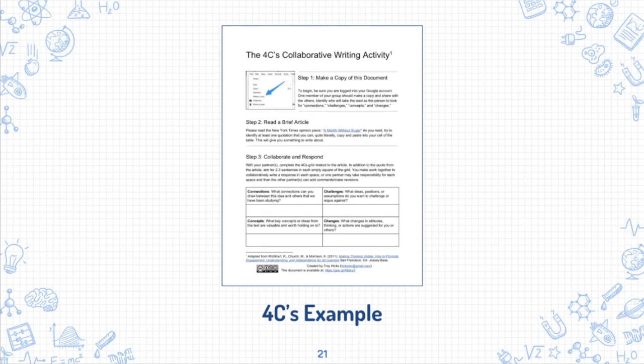So this is the 4Cs: to make connections, to offer a challenge to the text that you're reading, to pull out key concepts or main ideas from the text, and then to analyze that text and think about what the author wants you to change. This is a protocol that's especially good for informational and argument writing. It could be used for narrative writing, but it's probably better for nonfiction.